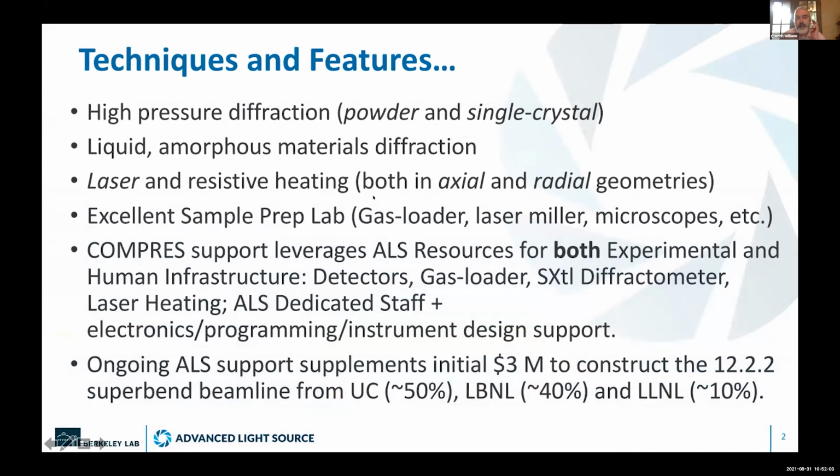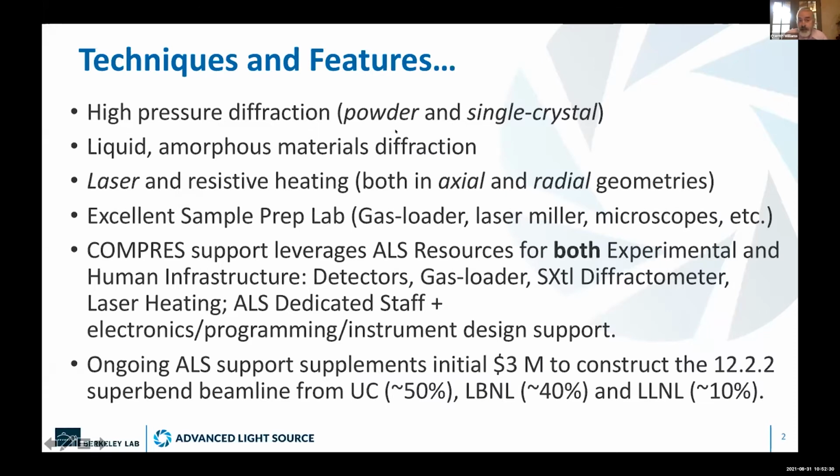The basic techniques and features that we emphasize at the Advanced Light Source are many of the standard ones that you would expect at a high pressure beamline, which include high pressure diffraction. We do both powder and single crystal. In italics, I give the indications of what I will give specific examples of later in the talk. We also do radial distribution functions of liquid and amorphous materials diffraction.